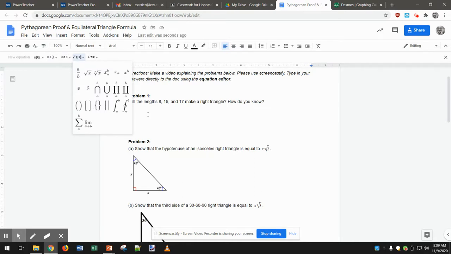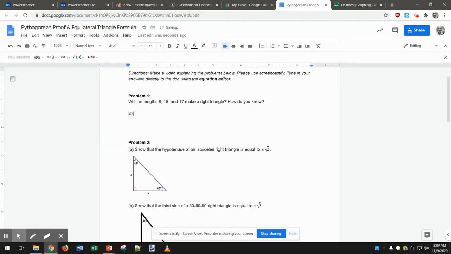Let's say I wanted to test out if this was true. I could type in 8 squared. Oops, I have to use the right arrow key to get into the square. Or you can simply do 8 and then the up caret, which on my keyboard is over the 6. Yours might be in a different place. You get the squared, and then plus, just using the plus sign, and then 15 up caret squared, and then test out, is that equal to 17 squared?